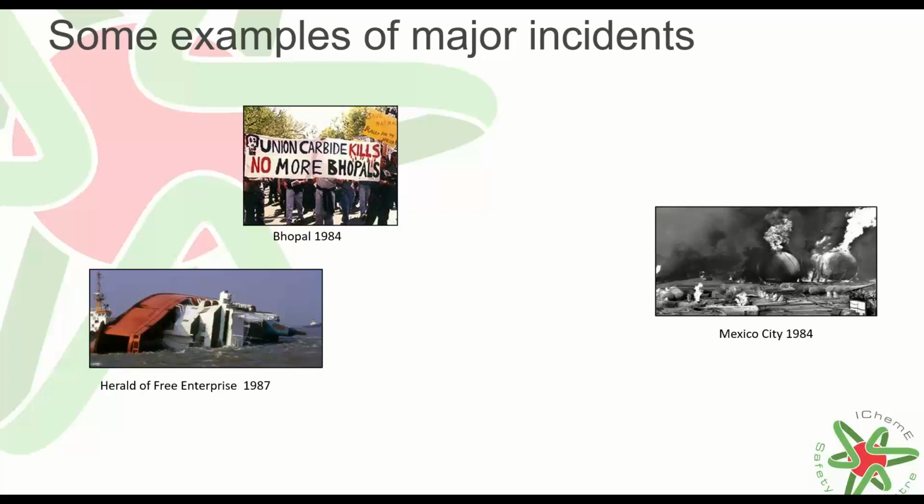The Herald of Free Enterprise. Now, this is a ferry. I've deliberately put something in that you would not think of as being process safety related. But if you look at the loss of control element and the consequence, this certainly fits the definition that I shared earlier. So this ferry, it's a car ferry and passenger ferry. It sailed with its bow doors open, took on water, capsized, and 193 souls were lost in that ferry incident when that occurred.